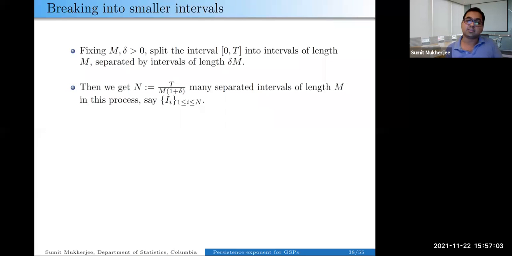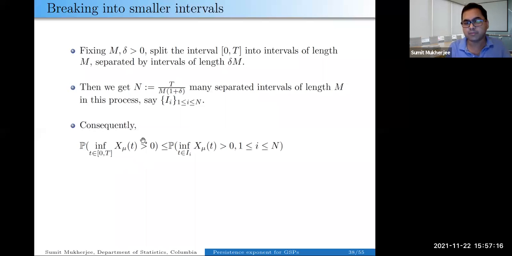And so how many intervals do you get? You get t over m times 1 plus delta many intervals. I'm just going to assume that these are integers. So call these intervals I_i. If I want the process to persist on the whole interval, then an upper bound is that the process persists on these blocks. I'm going to just throw away the intermediate blocks of size delta m. I'm only going to gain in probability, and the hope is that I don't lose too much here, because what I'm leaving out is small compared to what I'm keeping.